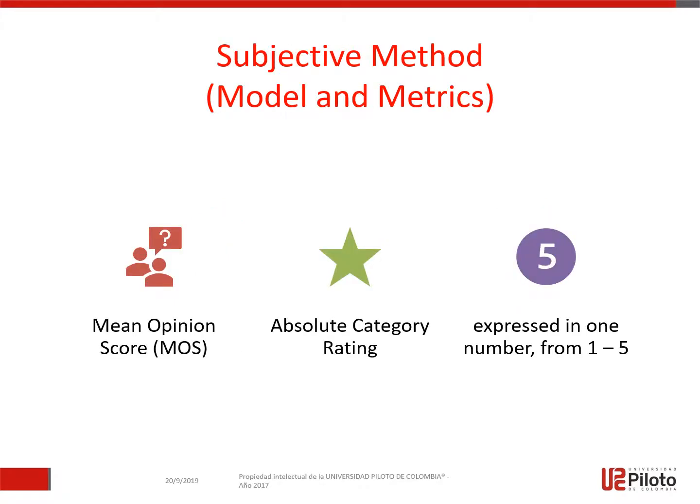One of the most used subjective methods is the mean opinion score, or MOS. It's a numerical averaging of the perceived audio quality of speech signals as judged by a number of evaluators. MOS is an absolute category rating, or ACR, metric. MOS is expressed as one number from 1 to 5, being 1 the lowest and 5 the highest.